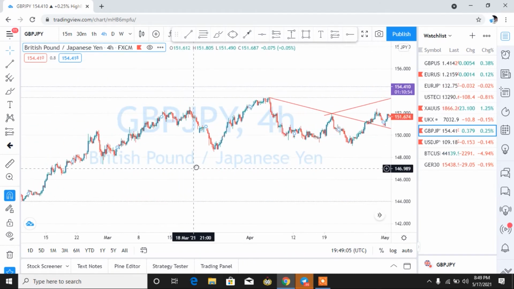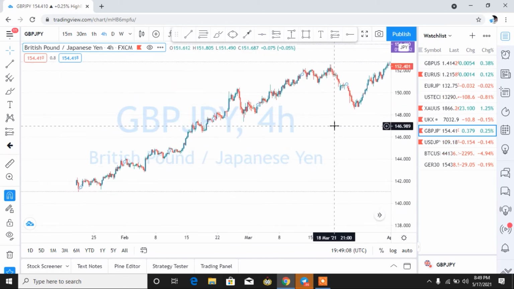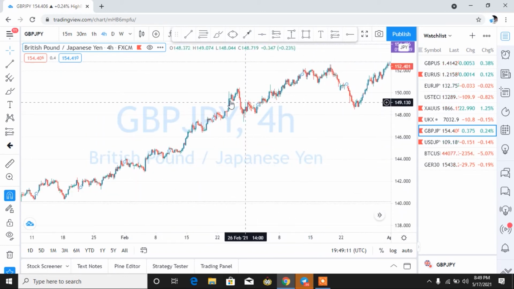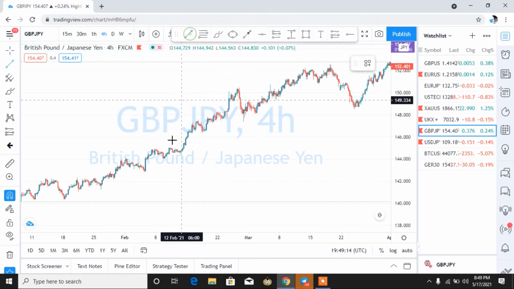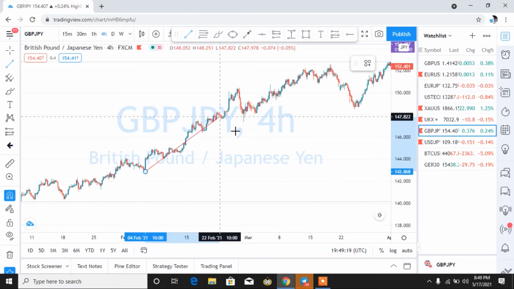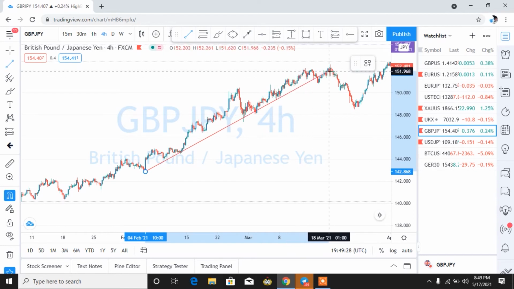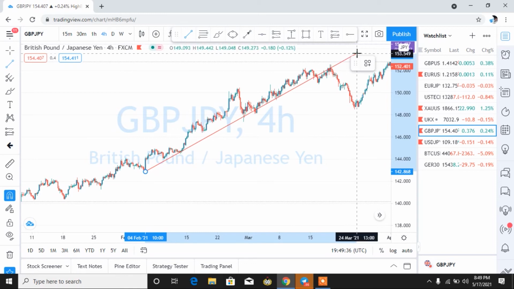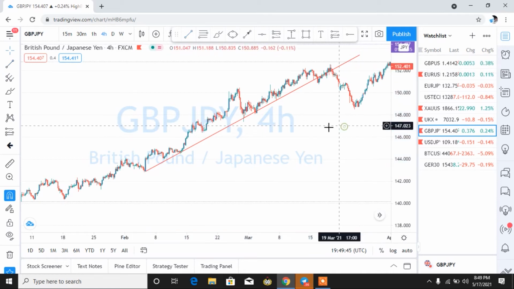Look at another possible trend line here. If I'm to draw a trend line here on GJ, this is how I'm going to draw it. This is the first peak, second peak. So this is the first and second peak. So I just have to drag it down. Yeah. So this is how we draw it.